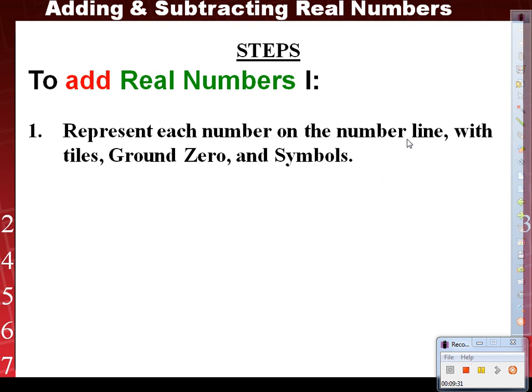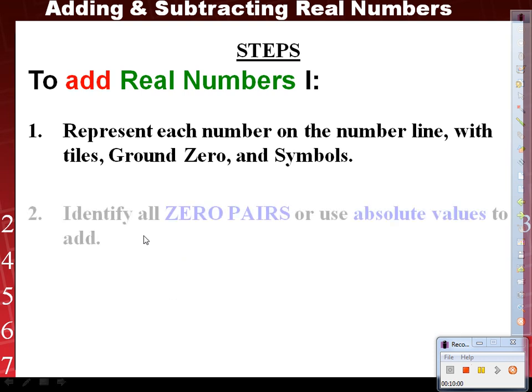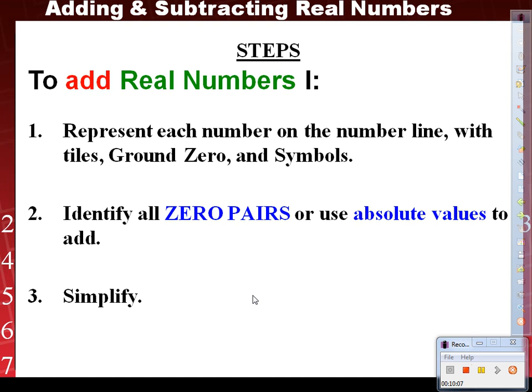So how many different ways do we have? Number line is one. You guys remember the number line? How about tiles? Have we been using tiles? Have we seen ground zero? Yes. Have we used symbols or numbers? Yes. Step 2, identify all zero pairs and use the absolute values to add. And at the end, we are always going to simplify. Since we are in expressions, we are doing what? Simplifying.